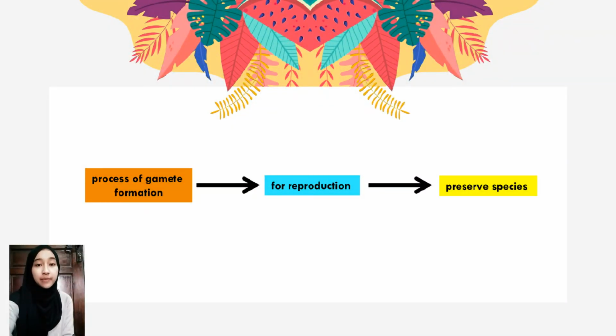One of the gamete formation processes is like the microsporogenesis process previously described, namely for the reproduction of the reproductive organs that have been produced, so as to preserve the species by reproducing heredity. I think that's all I can explain.